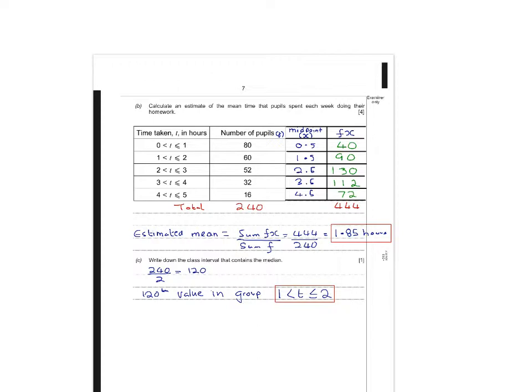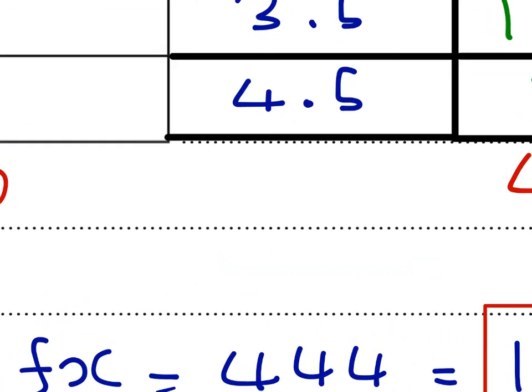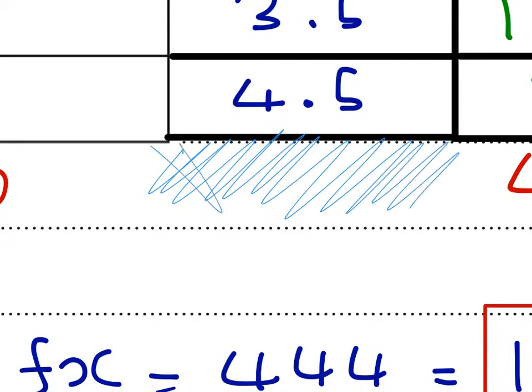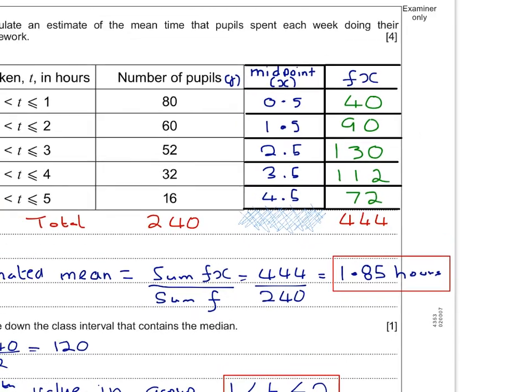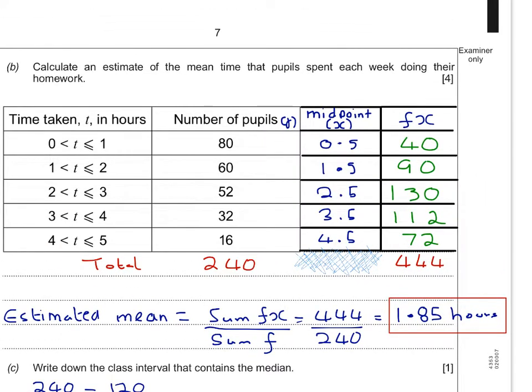Underneath this midpoint column, what I would recommend doing is shading out underneath it so you don't accidentally add it up. That is the main mistake that will happen with this question. If you shade out underneath it, hopefully that will stop you from accidentally adding that up. So, midpoint column, they're all 0.5s, because it looks like a 6. It's not the clearest.